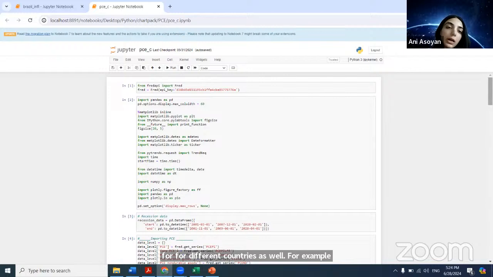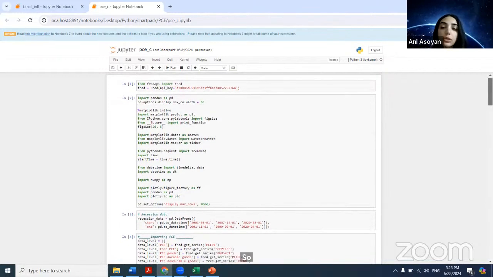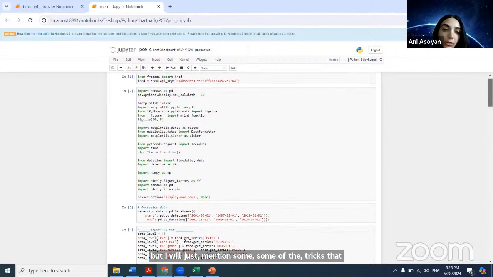For example, I am doing research on Brazil, and later on I will move on and analyze Turkey's economy as well. Svetlana is doing her research on Israel, and Diana is doing her research on EU. I won't delve deep technically into the code, but I will just mention some of the tricks that we use to generate these chart pack graphs and tables.